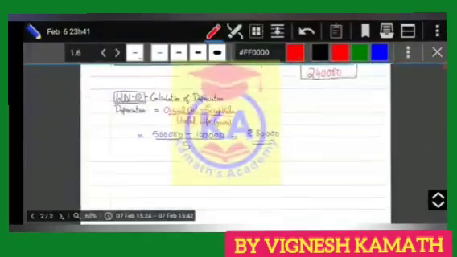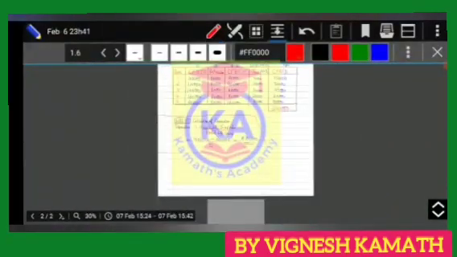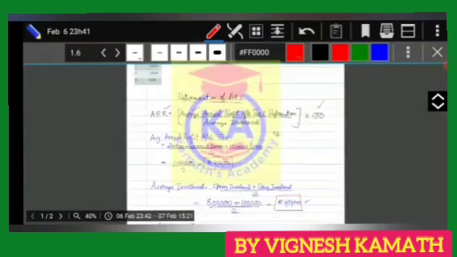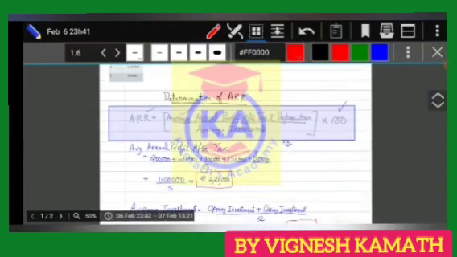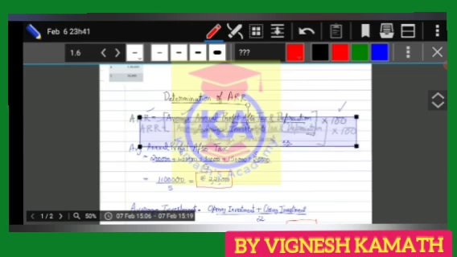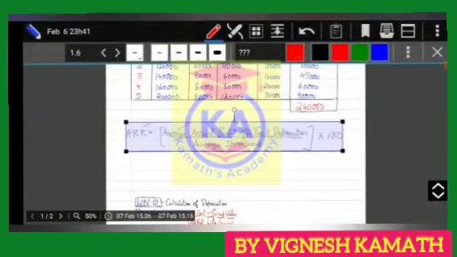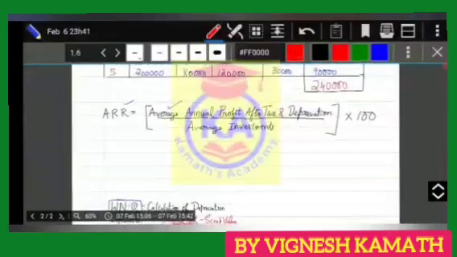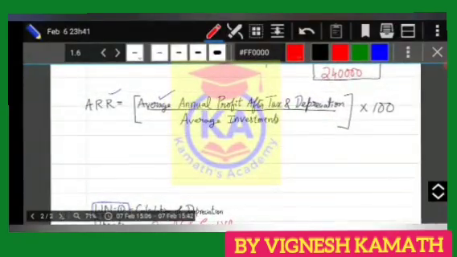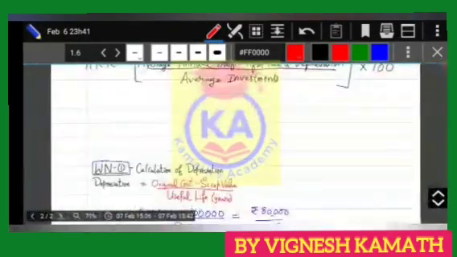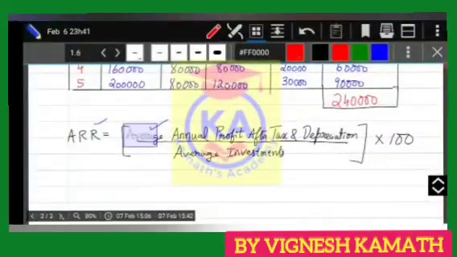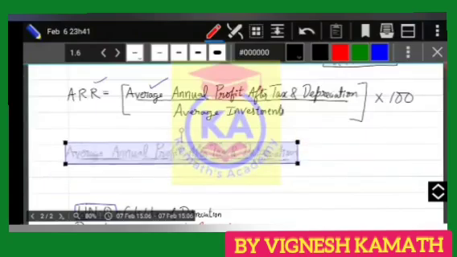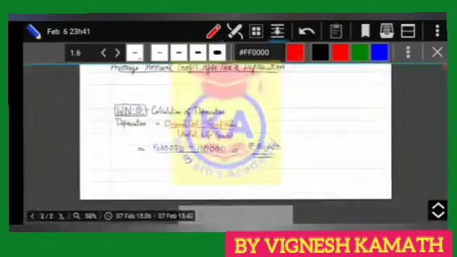Now we have to write the formula. I'll just copy paste from here so that there won't be any waste of time. ARR is equal to average annual profit after tax and depreciation divided by average investments into 100. Okay, so here let's compute average annual profit after tax and depreciation. If you want, we'll compute like the earlier step also. Okay, so that you don't get confused.